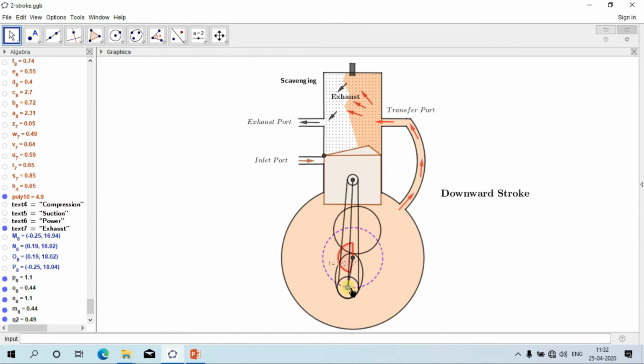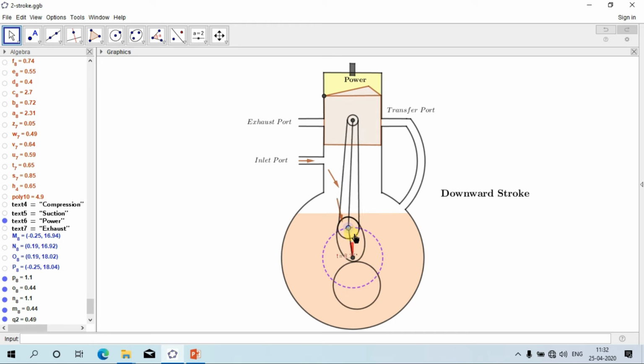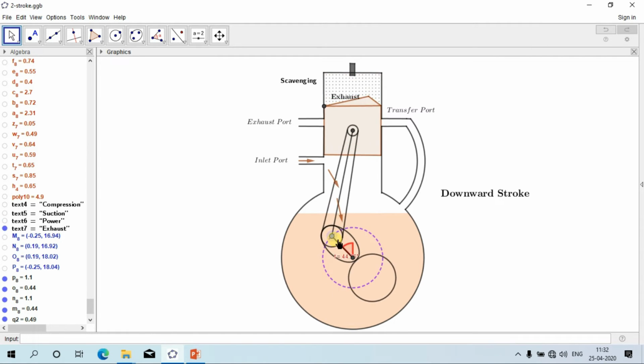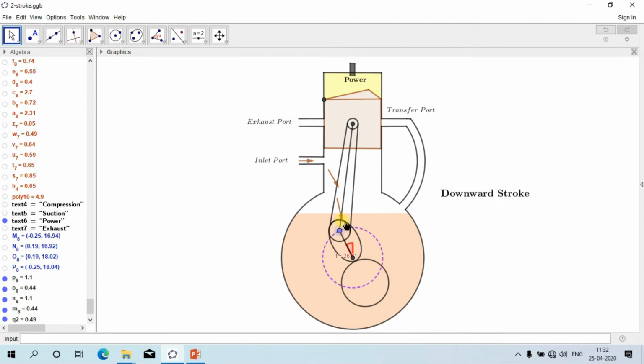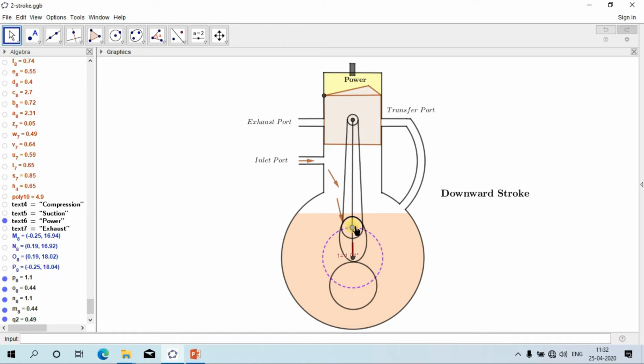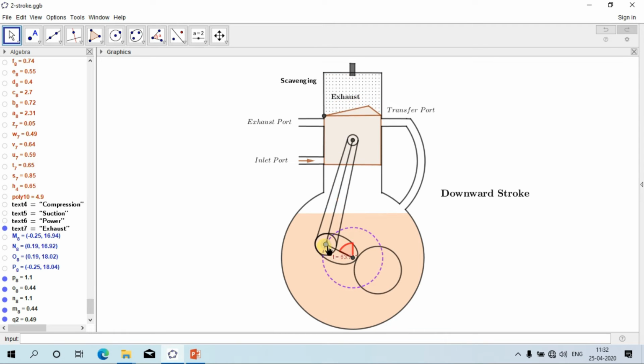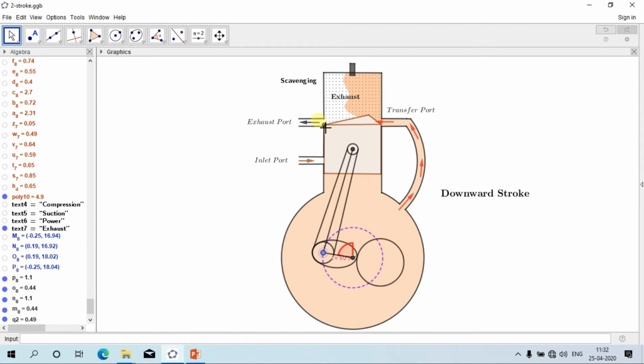So here again two processes are going on in one stroke, in the downward stroke only. First, power. Observe this. First we are igniting the fuel with the help of a spark. So power is generated, or the power stroke is going on, and as soon as it uncovers the exhaust port, the exhaust process will be going on.